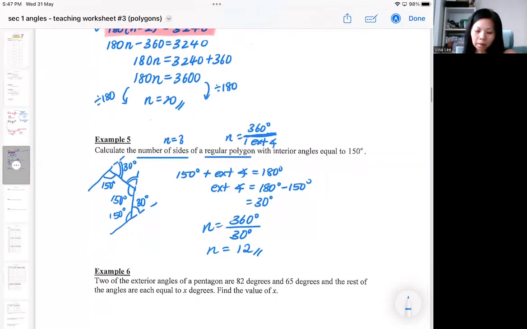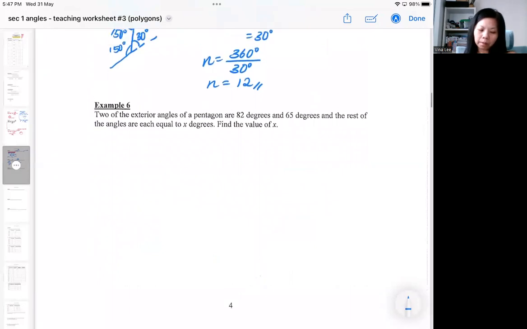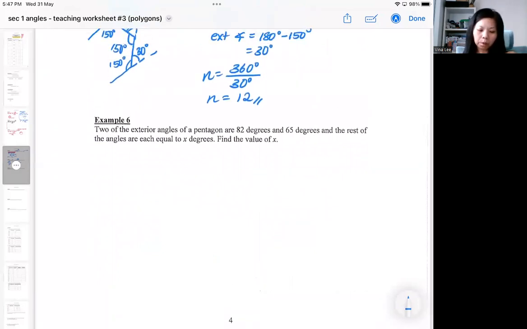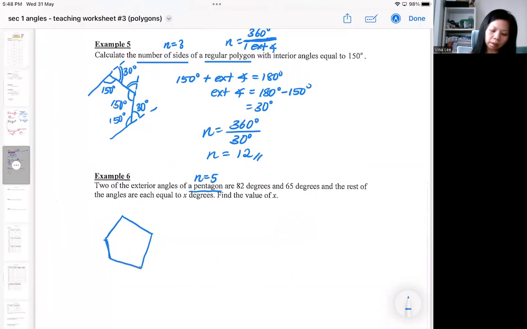Okay. So here comes the more difficult one. Usually with this one, a lot of students have some issue. Okay, so this one is a pentagon. Pentagon is 5-sided. If you want to, you can draw a 5-sided shape, but please make sure you don't draw a regular one. It's currently not regular, but it's 5-sided.